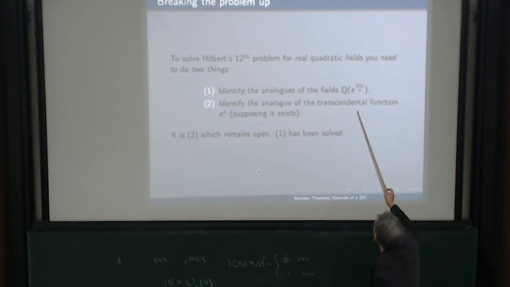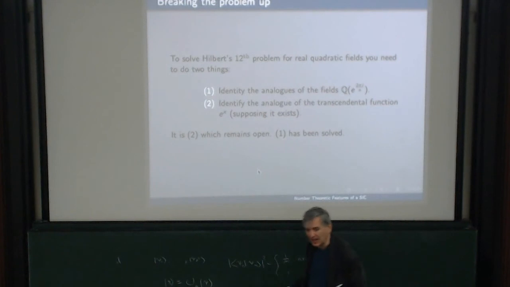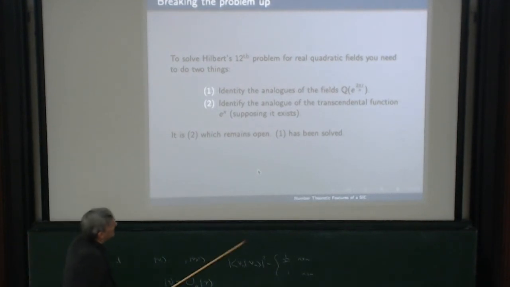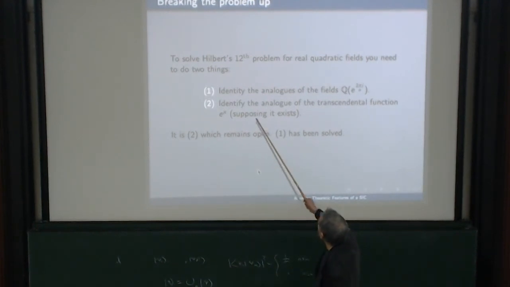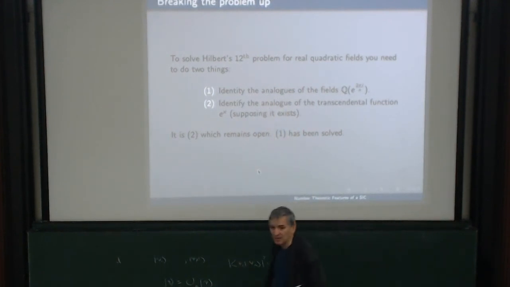And the other part is to identify the analog of this number E. So the point is, if you've got a number field, there are definitely many ways of choosing the generator. This is a very special choice of generator. It's got the particularly nice feature of being a special value of a function. It's true of numbers which feature in the theory of complex multiplication as applied to imaginary quadratic fields. And basically, it's the second bit of the problem that's unsolved.